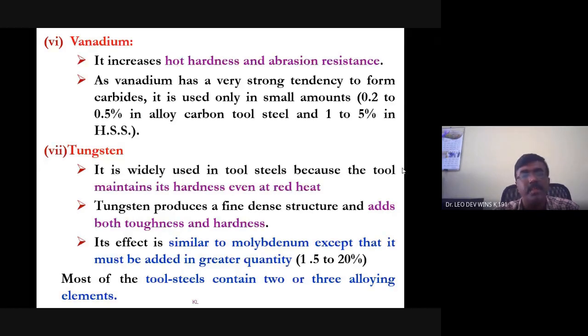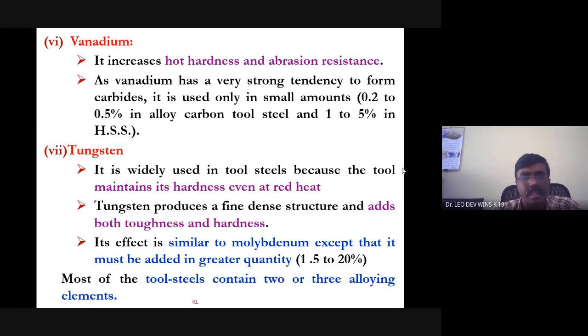One is vanadium. Vanadium is the material which improves hot hardness, but the maximum percentage is limited to only 5 percent. Tungsten. Tungsten is one of the very important alloying elements in most of the cutting tools. We all know that it has a high resistance to temperature or heat. That's why tungsten is used as a filament material in electric lamps. So it can withstand very high temperature.